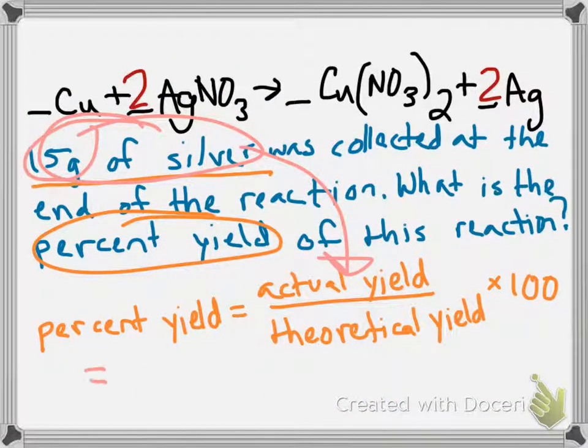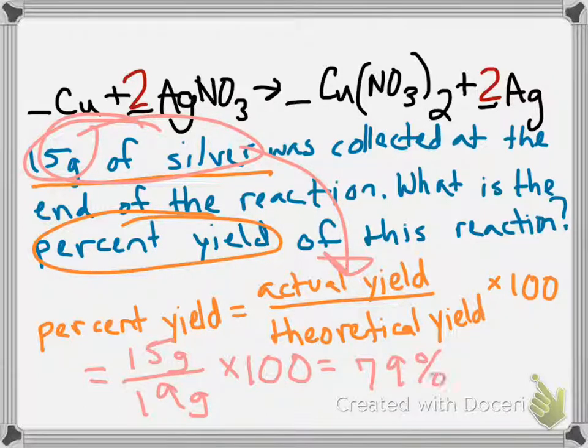So our percent yield is going to equal 15 grams divided by 19 grams times 100, which gives us 79%. So that is our percent yield, which means we produced 79% of the expected product. Go ahead and continue through 2, 3, and 4.